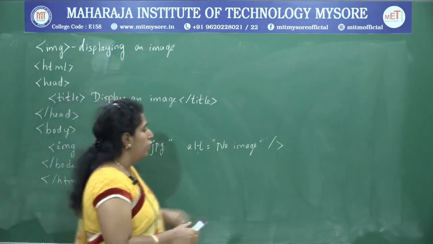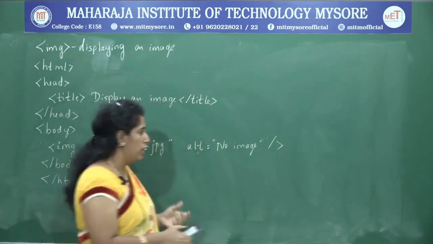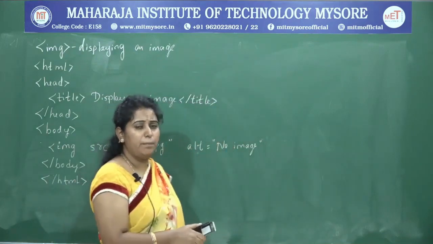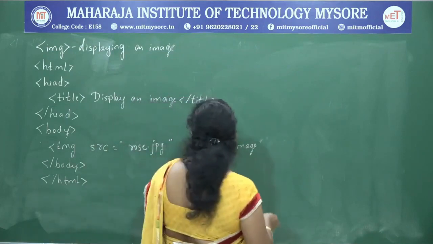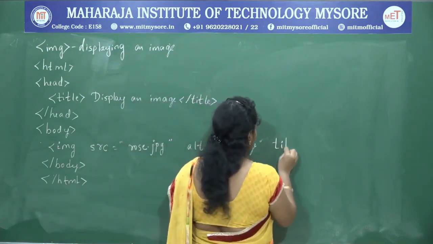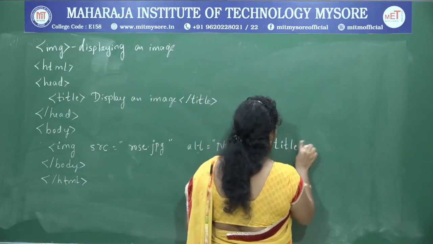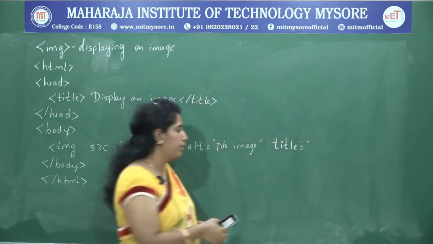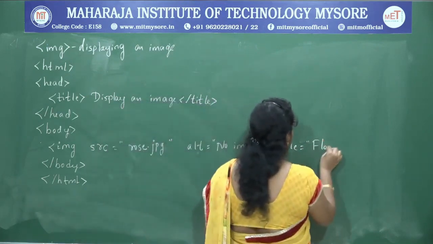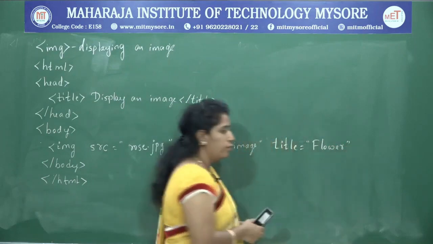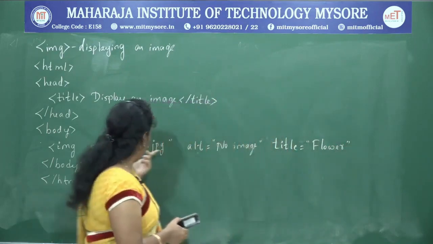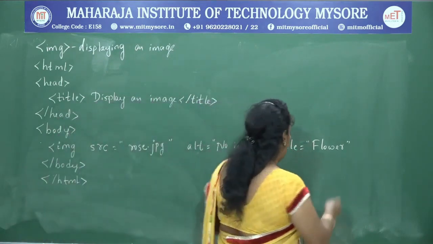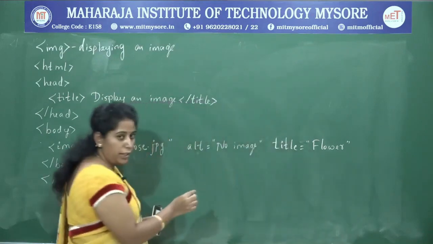rose.jpg. Along with these two attributes, there are a few more attributes that can be used to make an image more presentable. How? Title. Title is an attribute which gives a caption to an image. For example, I can give the title as flower. So when you use this while printing this image, the title will be flower. Along with that, I will continue in the next line.